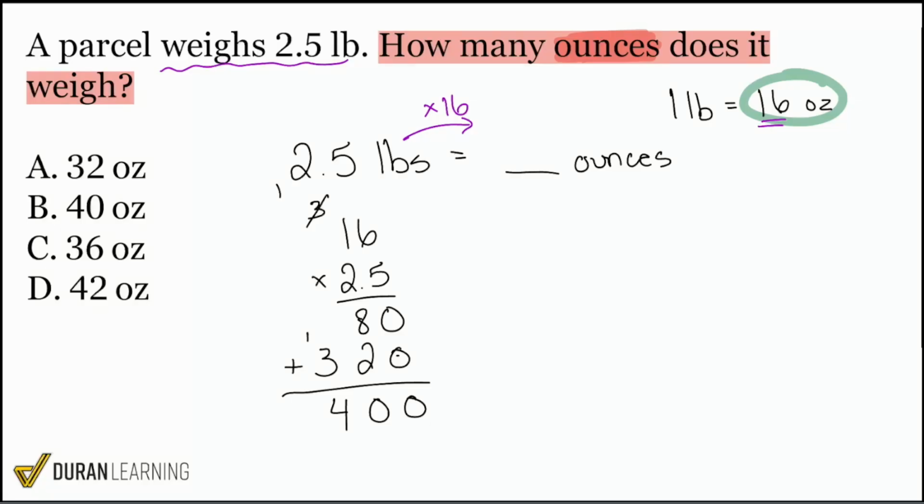Yeah, just 1 decimal place. There's none here at the top, 1 right there on the bottom. So we'll bring 1 back. And there we are. We'll have 40 ounces here at the end. Booyah. So the correct answer for this problem is going to be B, 40 ounces.